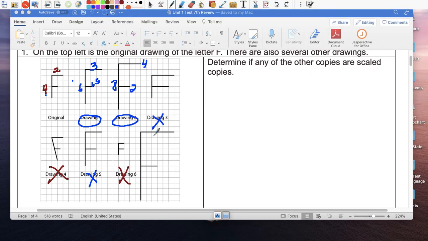Drawing 1 and 2. So let's look at the last one here. Let's measure it. This is 1, 2, 3, 4, 5, 6, 7, 8, 9, 10, 11, 12. So that's height's 12 units. This is 1, 2, 3. Put 1 here. And this is 1, 2, 3, 4, 5, 6.